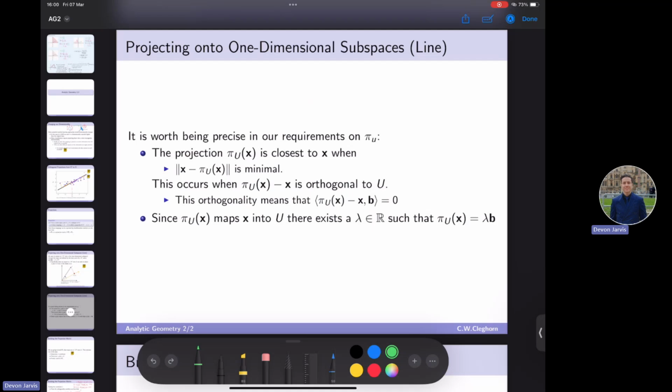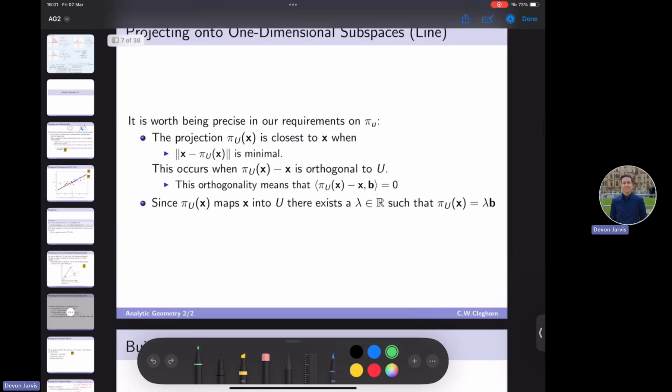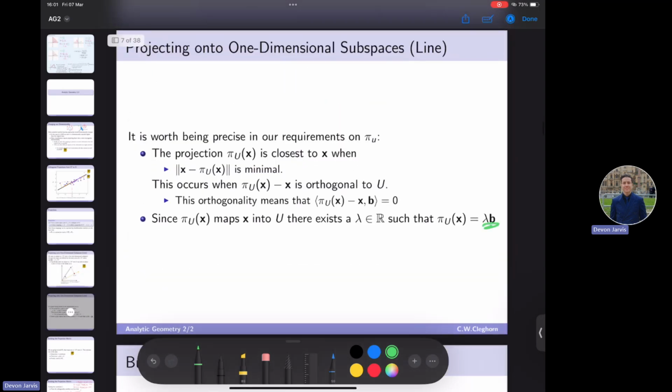Okay, so since the mapping pi maps x onto u, there exists a lambda such that after I've conducted the mapping, I can now just write my projected data point as a linear combination of the basis vector that I just projected onto, right? My new point lies somewhere along my basis vector, and as a result, I can write it as a, quote, linear combination of my basis vector. There's no combination because we're only in one space. We only have one basis vector, but still, that's the whole idea for now.